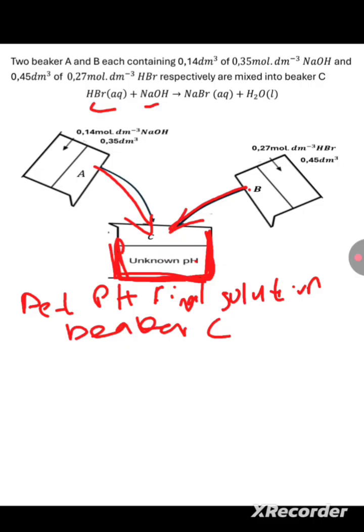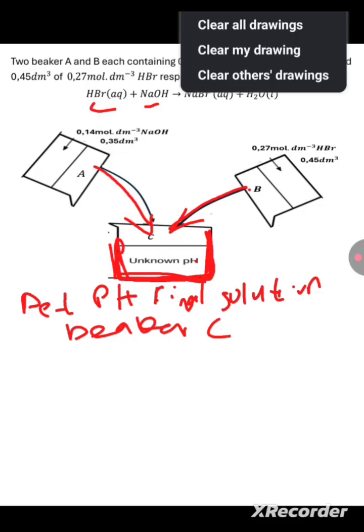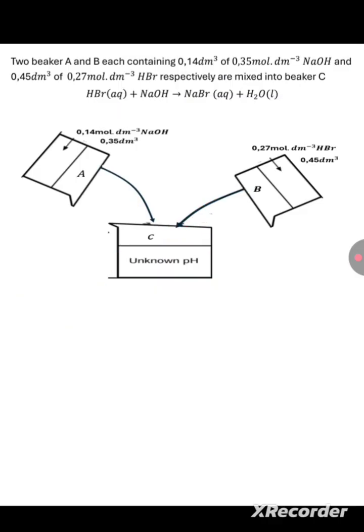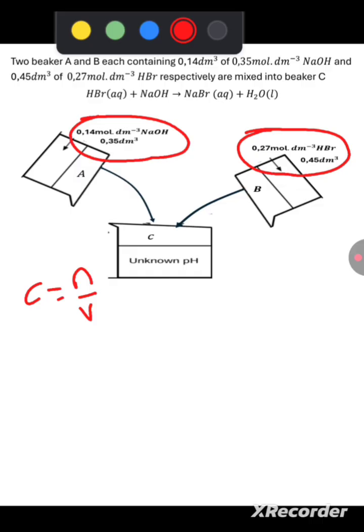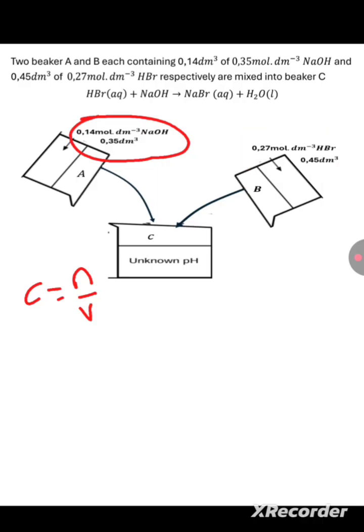What is it that is needed? We need the number of moles first. We need to know the number of moles, right? So for our base, this is what we are given, and for our acid, this is what we are given. Let's get the number of moles of each first. So we say concentration is equal to number of moles divided by volume. Let me start with our base.